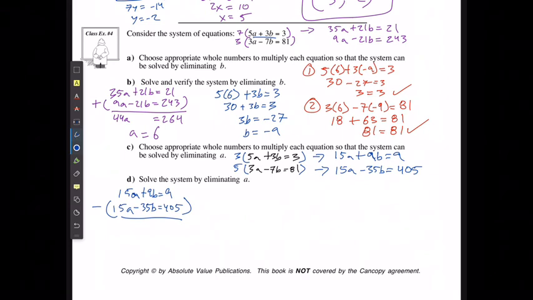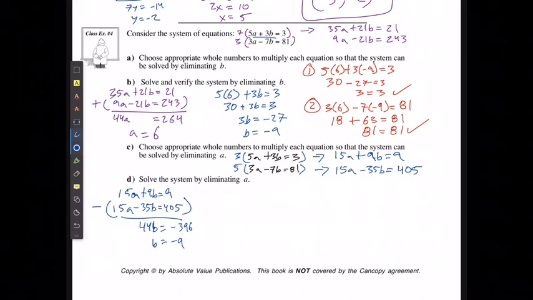Well, if I take 9 minus negative 35, it's the same as plus 35, I have 44b. And 9 minus 405 is going to give me negative 396. When I divide it, b is going to be negative 9, which makes sense because that was my original.